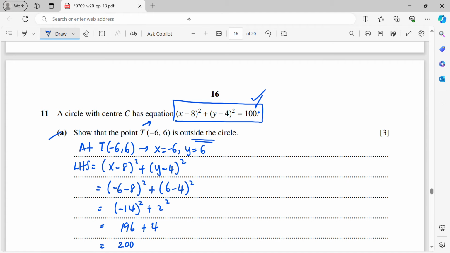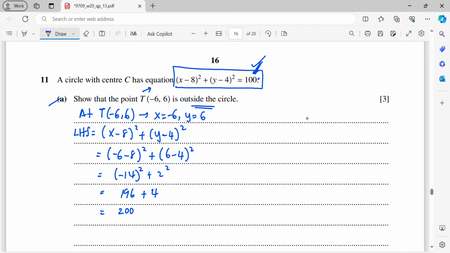For information, this is basically the r squared in the equation of the circle. So it means that this 200 is greater than 100 on the right hand side. Therefore, point T lies outside the circle, because this 100 is r squared, the radius squared. So 200 is greater than 100. Therefore, it is outside the circle.